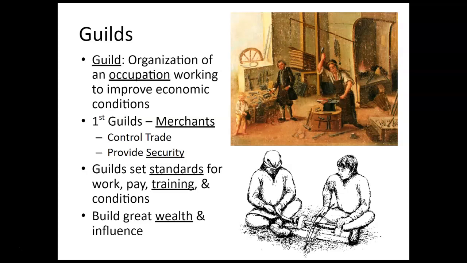And one thing that you start to see organized during this period are guilds. A guild is an organization of an occupation working to improve the conditions for that particular occupation. So, if you're a set of barrel makers, you have a guild for barrel makers, or cobblers that make shoes, you have a guild for cobblers, and so forth. The first guilds that are developed were specifically just for merchants, and it was for two things. One, to control the trade and set up standards for trading, and two, providing security for that trade so that you're not getting robbed and having things stolen from you, whether it's money or goods.